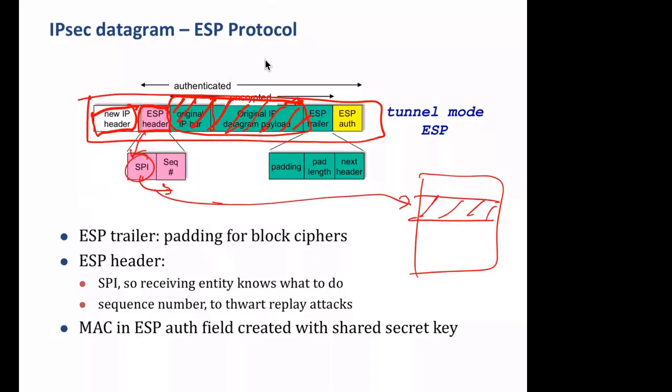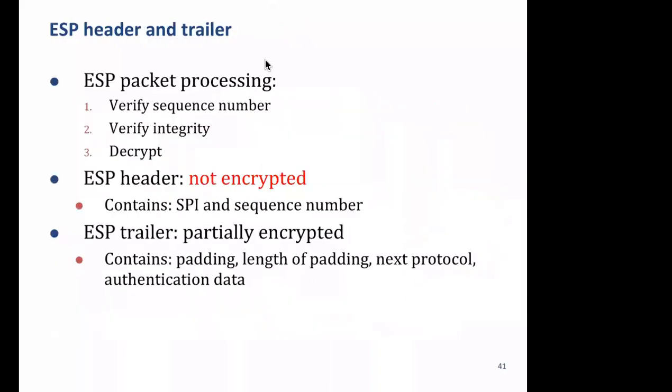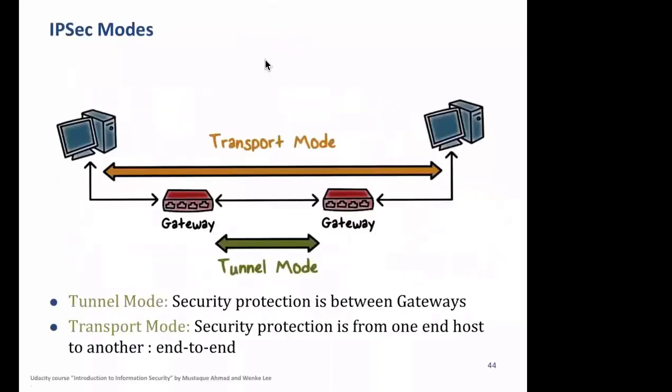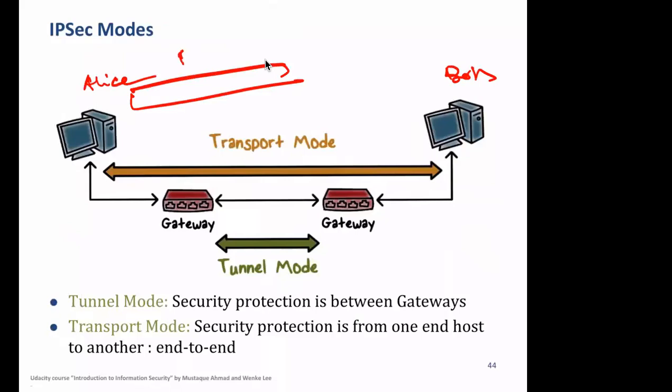Okay, and of course Bob's machine will also look at the authentication code that is generated by Alice's machine and then process this. All right, so it's simple. And we have seen there are two modes. Transport mode, where Alice's machine is directly talking to Bob's machine. So Alice's machine generates this IPSec packet, and Bob's machine should be capable of handling this.